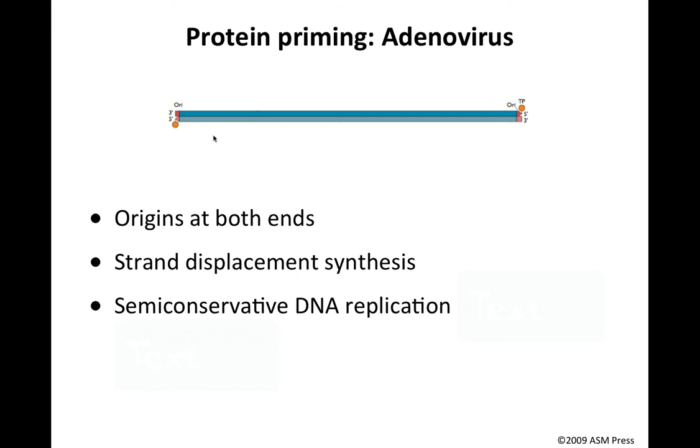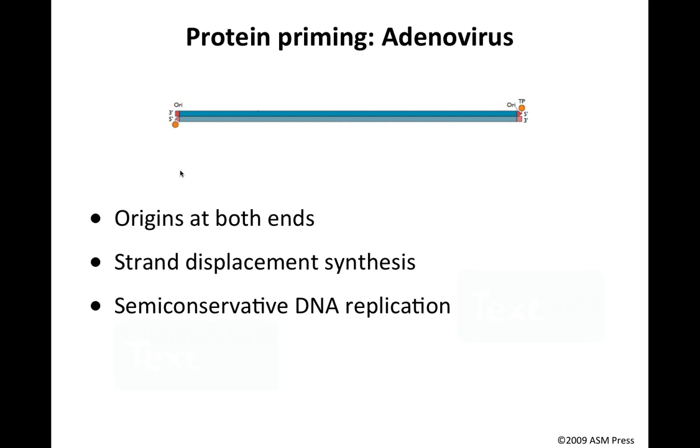Now, these are viruses that are substantially bigger than the parvoviruses we've just looked at. These are double-stranded DNA genomes. Okay, so they are double-stranded, two strands of DNA, different from the parvos. And they have free 5' and 3' ends. They're linear double-stranded DNA molecules. There is an origin of replication at each end.